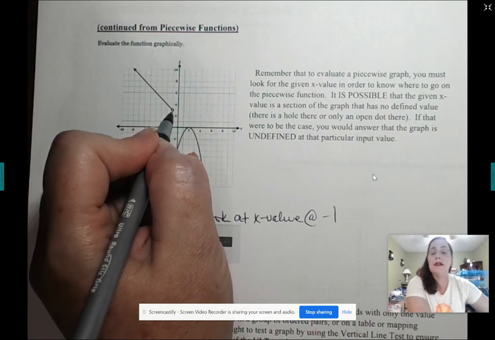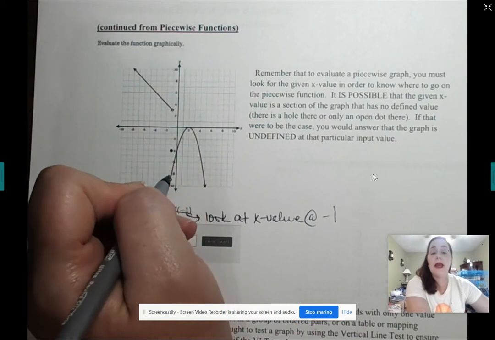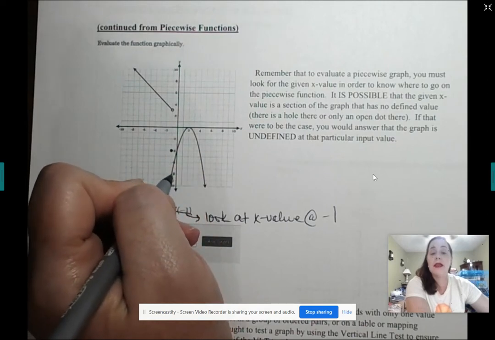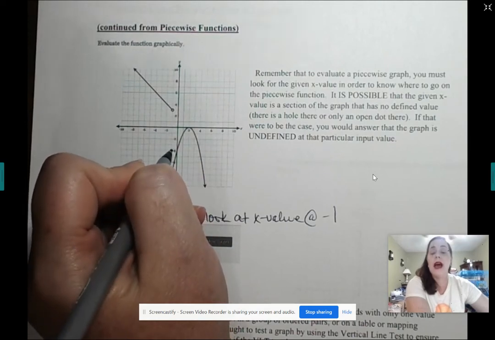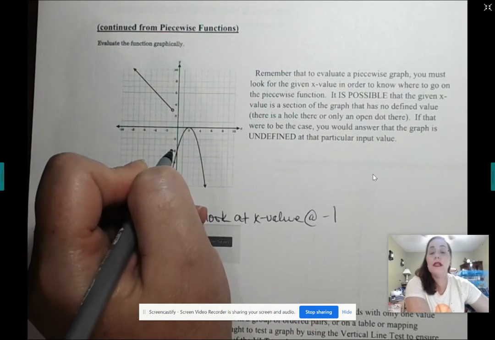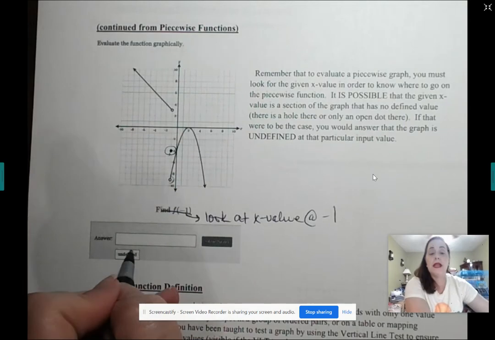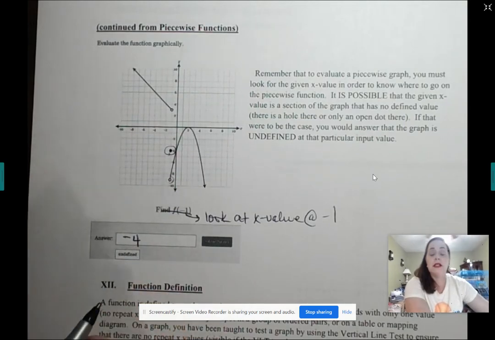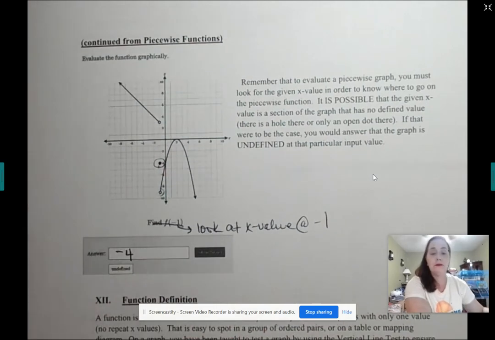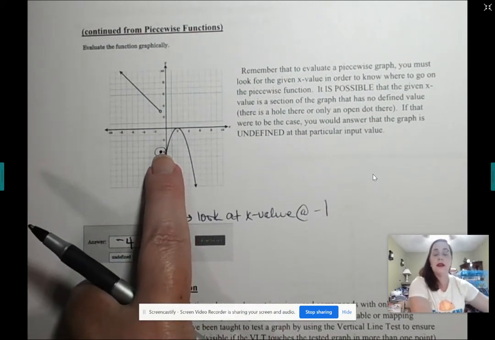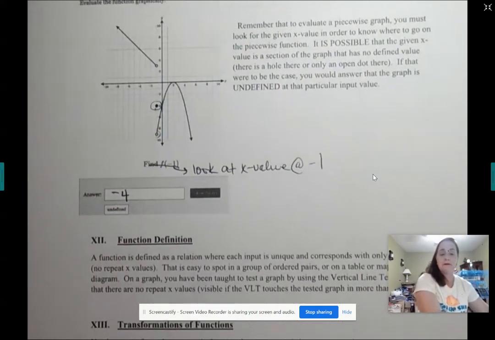Now here, if I go to the x value of -1, if I look up, I can't say 3 because that's an open dot. I also can't say -9 because that's an open dot, but right here, I have an included point at -1, the x value of -1. So I'm going to write that the function's value is -4 at the x value of -1. This does include the x value of -1.